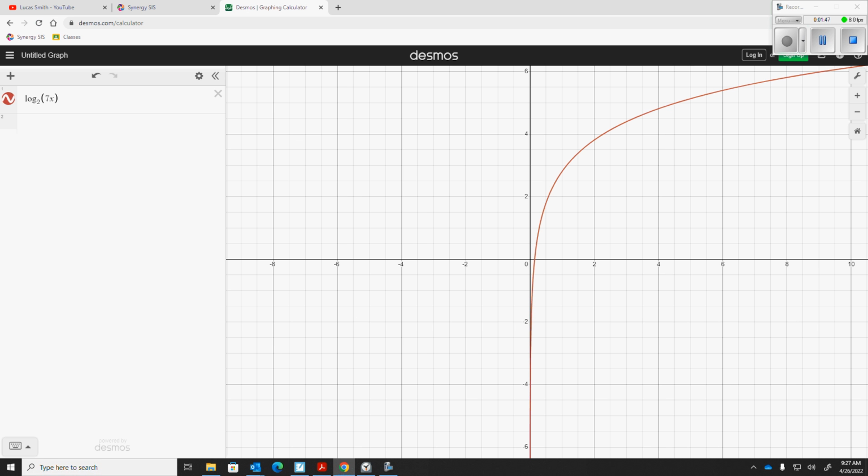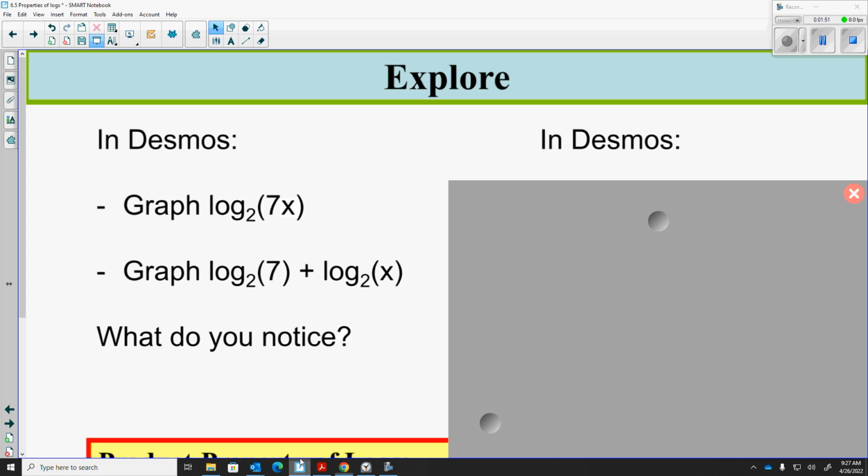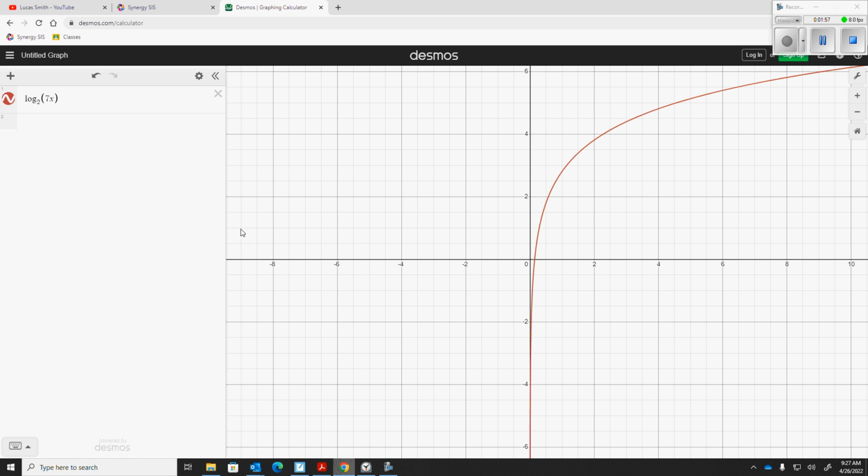Okay, so there's log 7x. What does it say to do next? Graph this thing. So I'm going to graph log base 2 of 7 plus log base 2 of x.